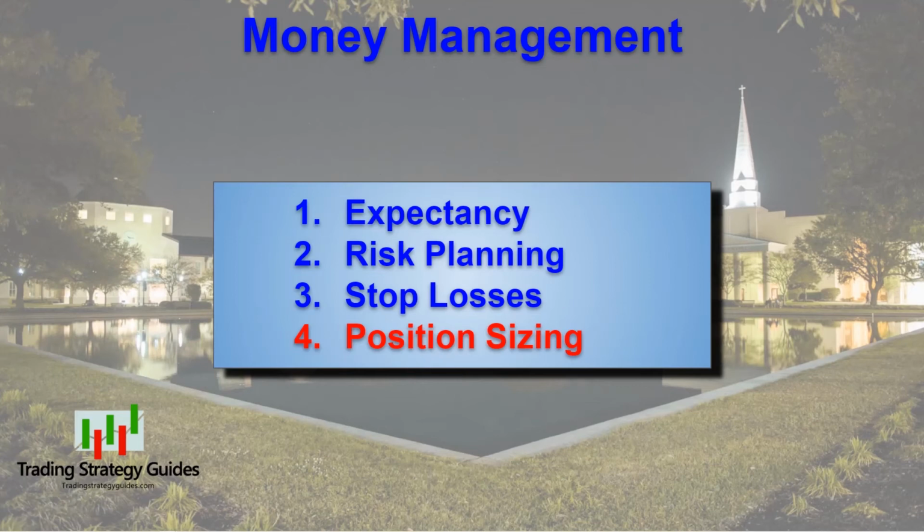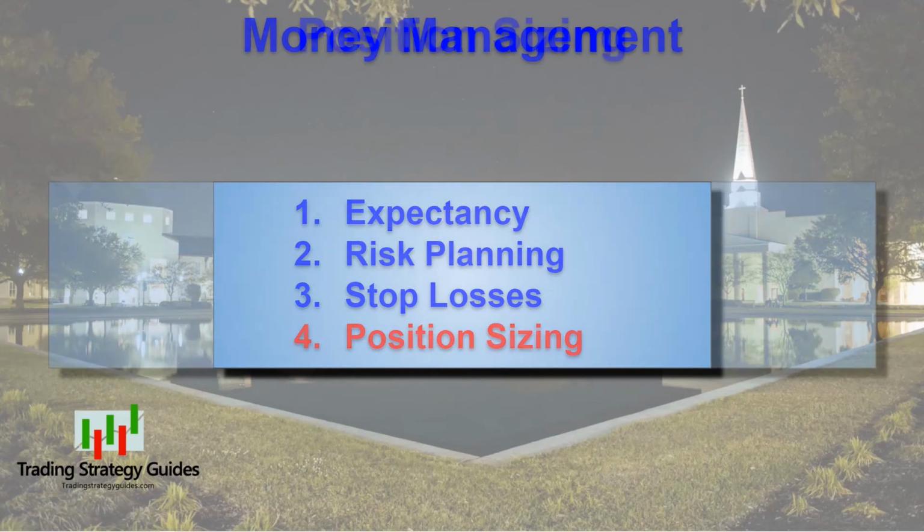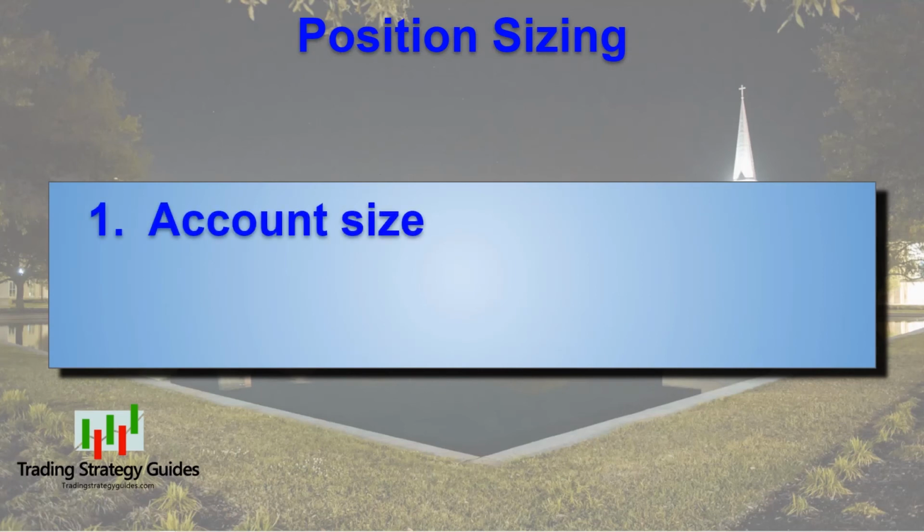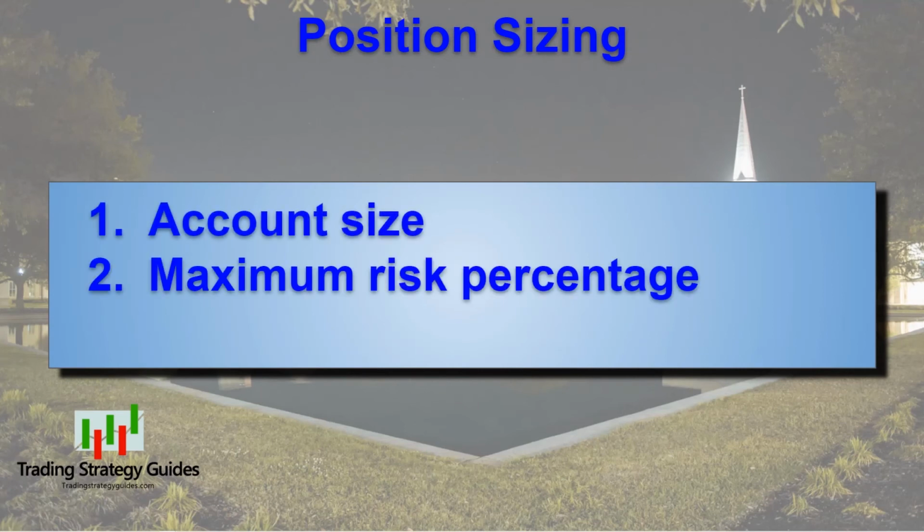In order to be able to calculate your position sizing, you'll need to know 3 things. Number 1, your account size. Number 2, how much of that account you want to risk percentage-wise. That's exactly what we examined in the risk planning section. And number 3, the amount of your stop loss. Now from here, calculating how much we actually want to risk is quite simple. So let's walk through that calculation.